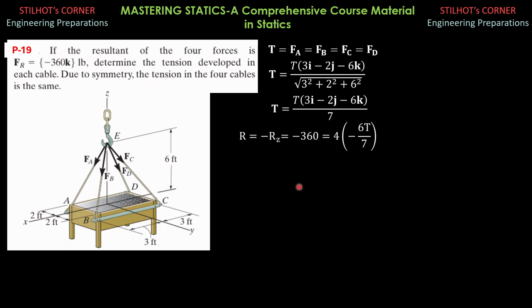So we can now solve for T. Negative 360 times 7 over negative 24. So T is 105 pounds.